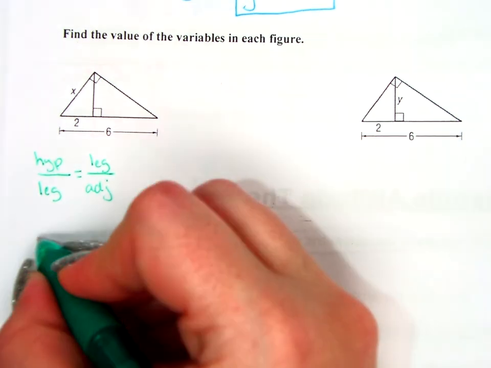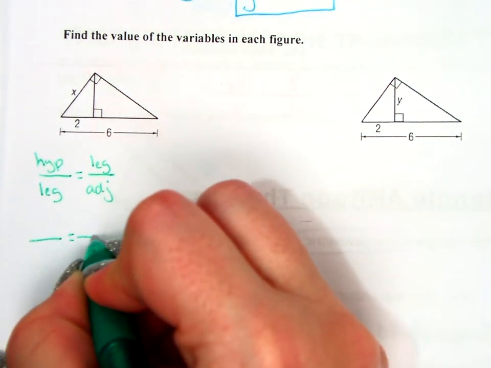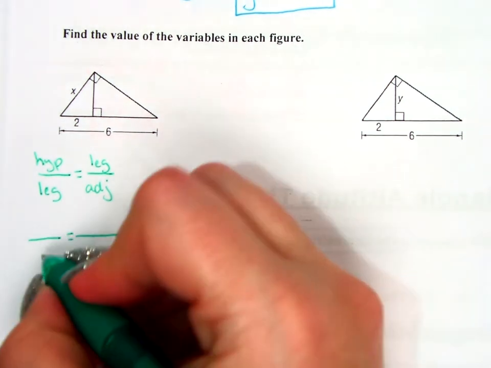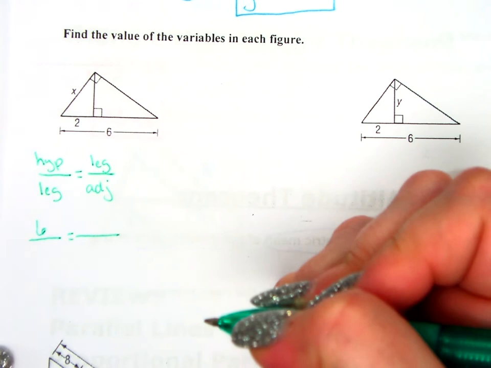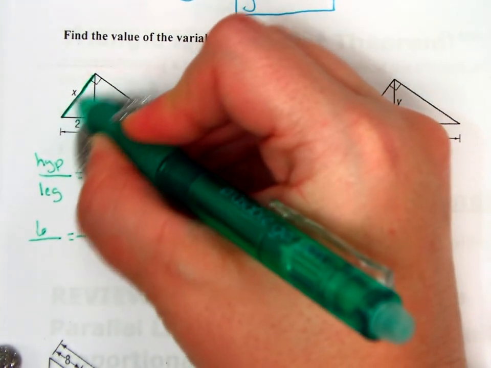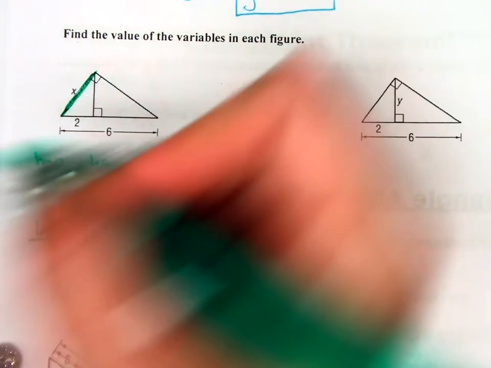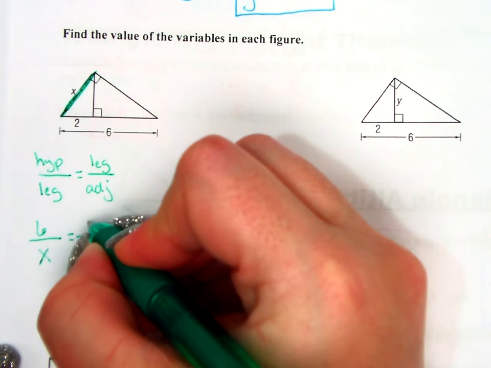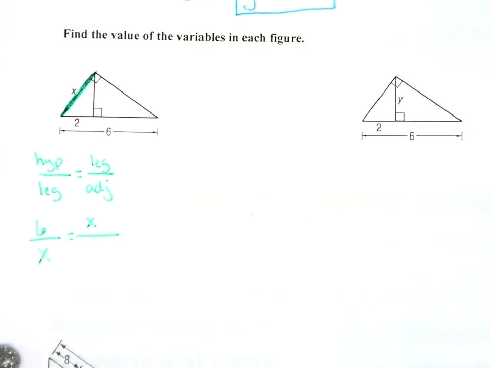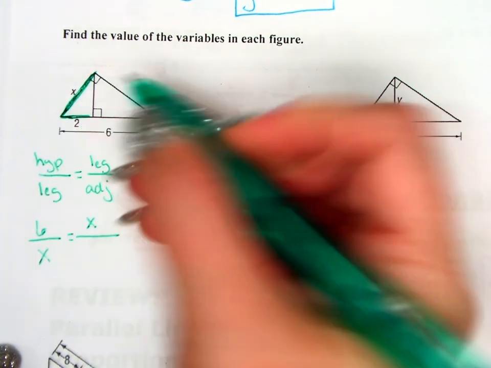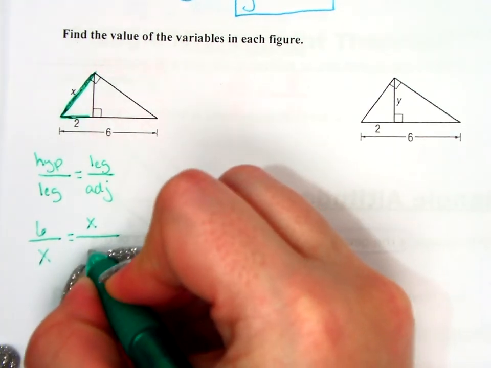So when I fill this in, my hypotenuse is how long? 6. How long is my leg? Not my leg. I don't know how long my leg is. I've never measured just my leg. How long is the leg? X? We don't know. Trying to find it. How long is the adjacent part? 2.